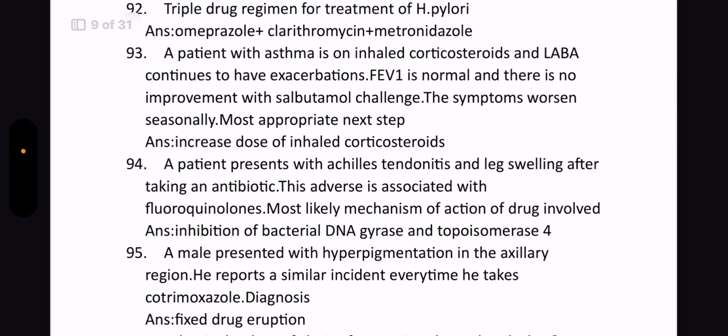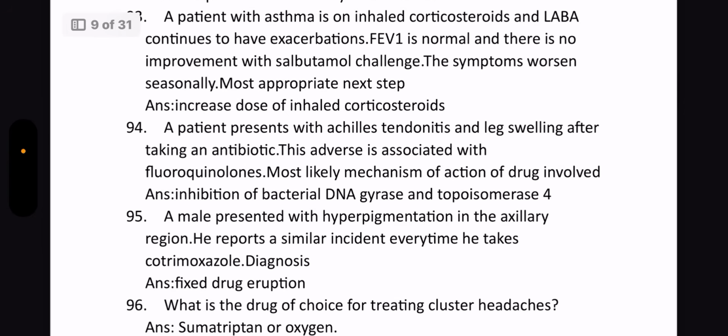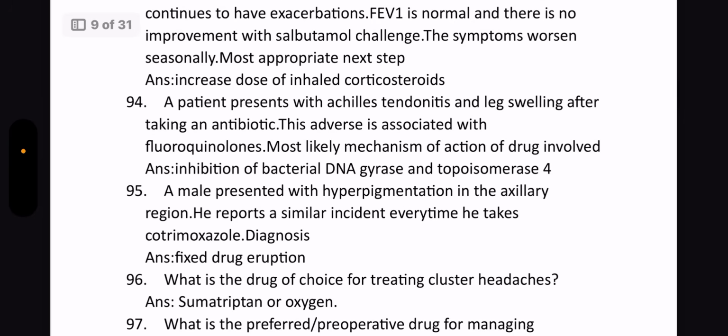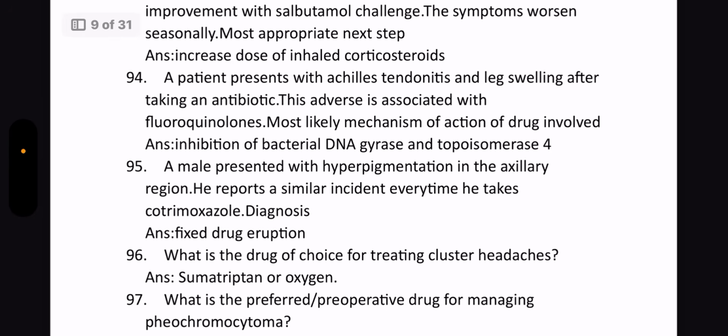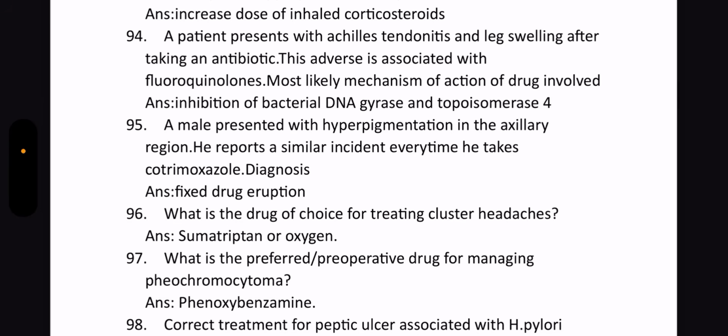Next, triple drug regimen for treatment of H. pylori: omeprazole, clarithromycin and metronidazole. Next, a patient with asthma is on inhaled steroids and LABA and continues to have exacerbation. FEV1 is normal. There is no improvement with salbutamol. Symptoms worsen seasonally. Most appropriate next step is increased dose of inhaled steroids.